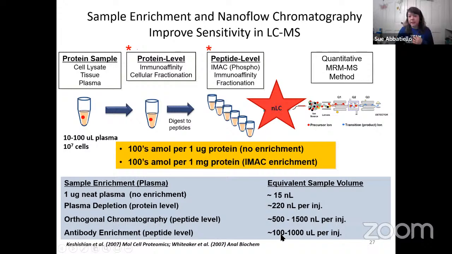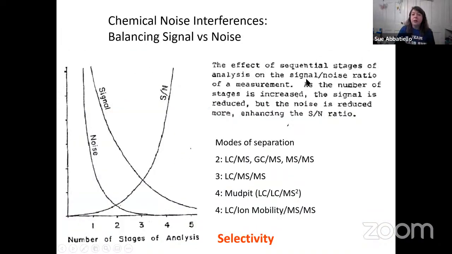And this can translate to starting with a volume of a milliliter of plasma, and then taking all of that and injecting onto the column. So this is the effect that the different levels of fractionation have, and understanding where you need to go will help drive that.